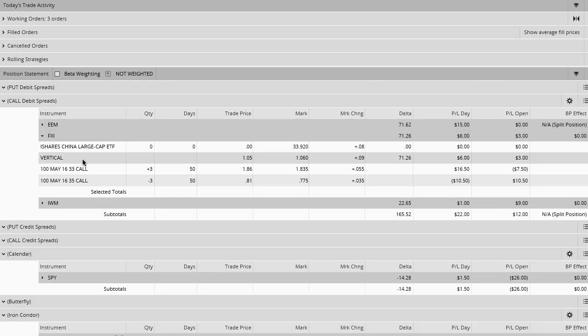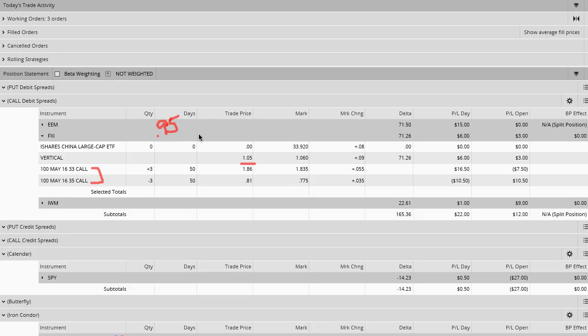Let's look at another one here with FXI. FXI is another call debit spread that we're trading, and you can see that we paid $1.05 for it. This is a $2 wide spread, so it's going to be a little bit different. In this case, our max potential gain on this trade is $95. The spread's going to be worth $2 at expiration, meaning we can only make $95 on this trade if it were to go all the way to expiration and be profitable.